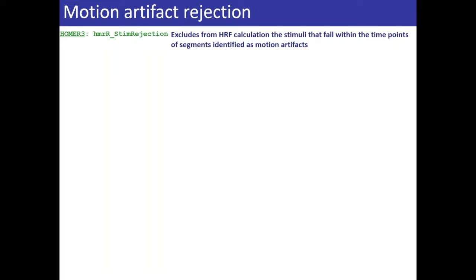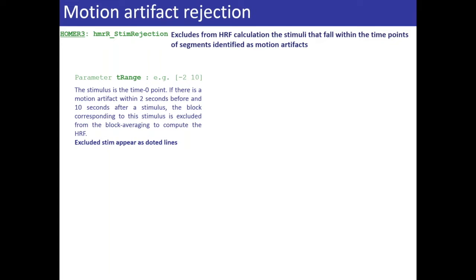Homer also allows manual rejection of trials, but this function is doing it automatically and based on objective motion detection criteria. So what I mean by this, we have this tRange parameter, for instance, assume it's from -2 to 10. So your stimulus is always at time 0. And this stim rejection function looks at the signal change within this time period from -2 to 10. And if it finds a motion artifact there, it will reject the trial at time equals 0. Basically, that's what it is doing.